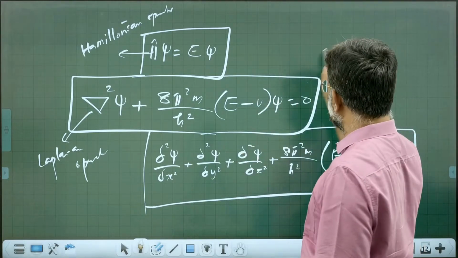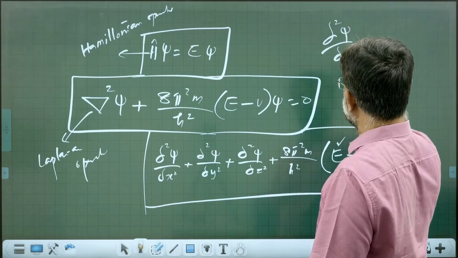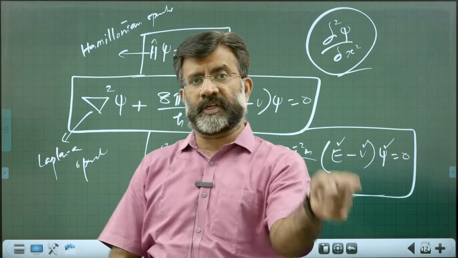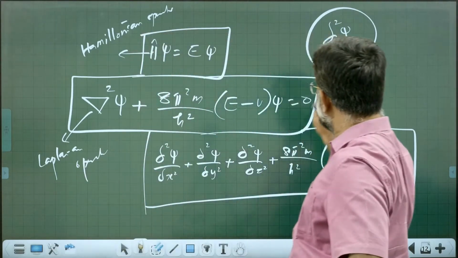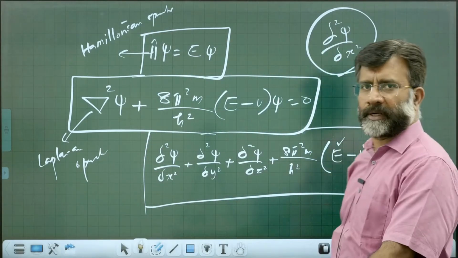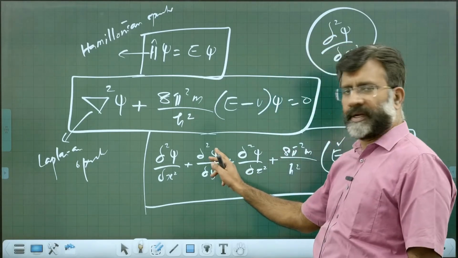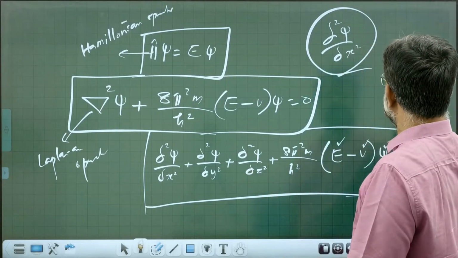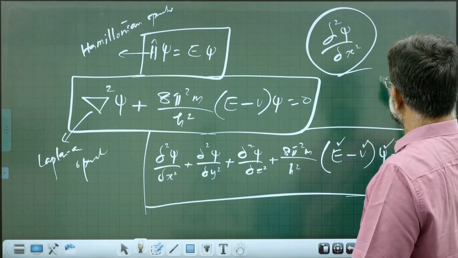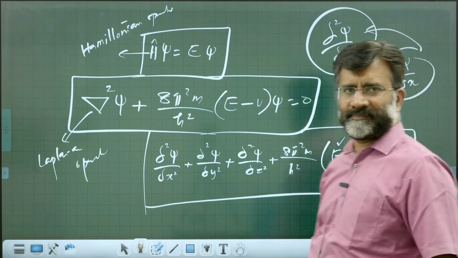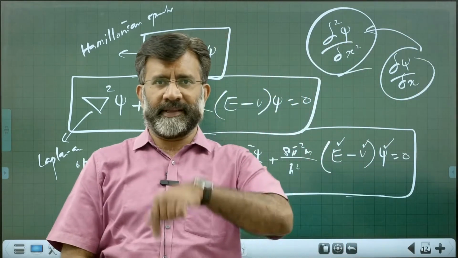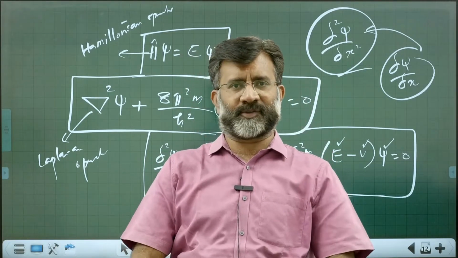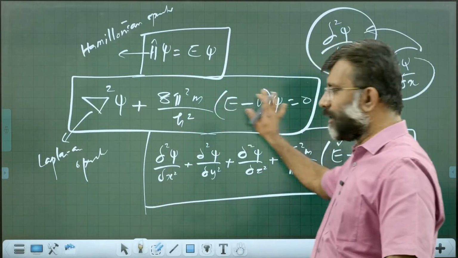Dou square psi by dou x square is the second degree derivative of psi with respect to x. Similarly, the second degree derivative of psi with respect to y. What is first degree? Dou psi by dou x. This is first degree and this is second degree. dy by dx is first degree. d by dx of dy by dx, that is second degree, d square y by dx square.